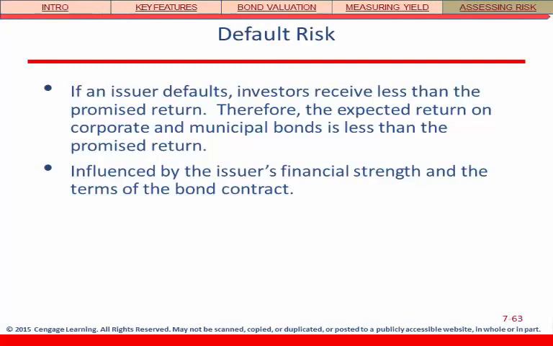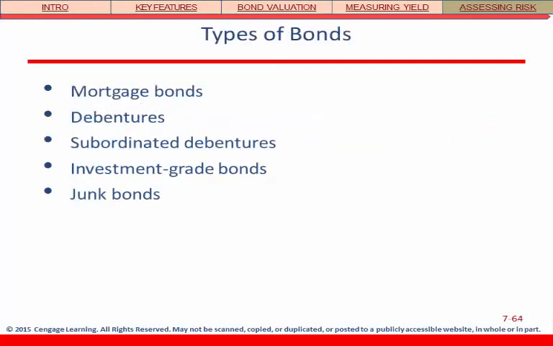The default risk is also going to be influenced by the issuer's financial strength and the terms of the bond contract. Okay, so it depends on what those exact terms in that bond contract are as well. So let's go over the definitions of these different types of bonds, dealing with some different types of default risk.